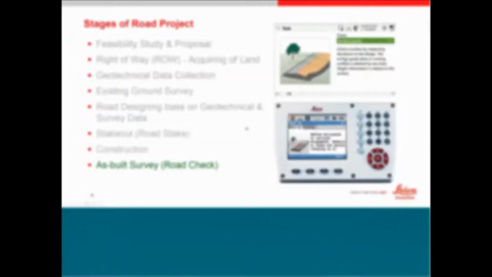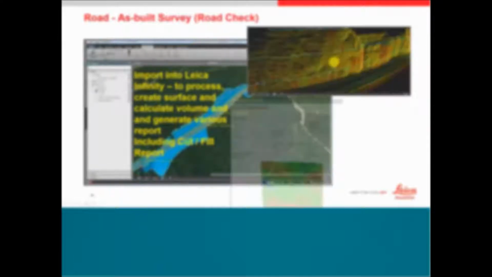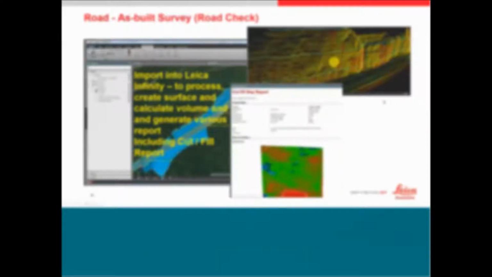So next will be the as-built survey. That will be the last stage, where we collect information on the as-built of the road. Then we can import it into Infinity again, and produce the new version of Infinity. We have cut and fill reports, which can also produce volume calculations for their reports.